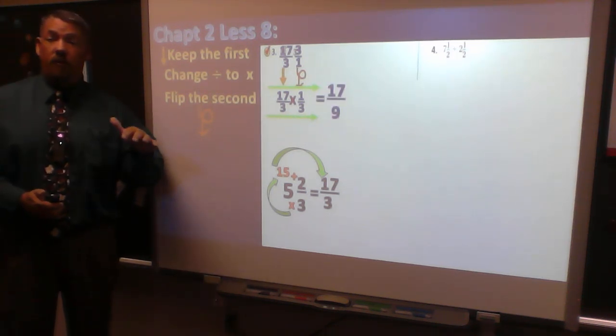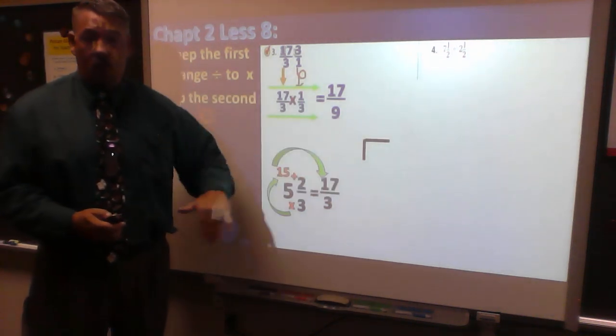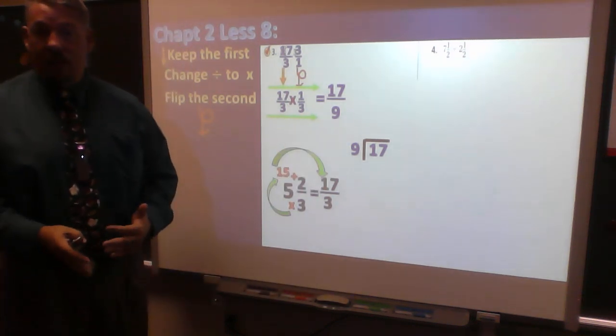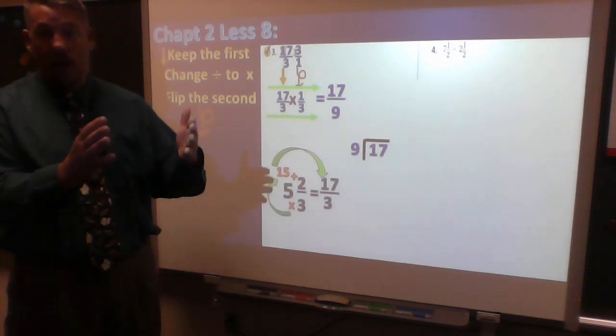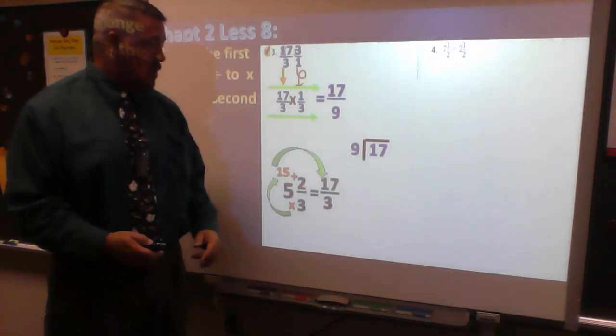It's top heavy, therefore it's improper, and I have to change it. My top number always goes inside my division box, and my 9 is on the outside. Once again, I gave myself more room because I know there's a lot of steps to these problems, so having notebook paper is really handy.